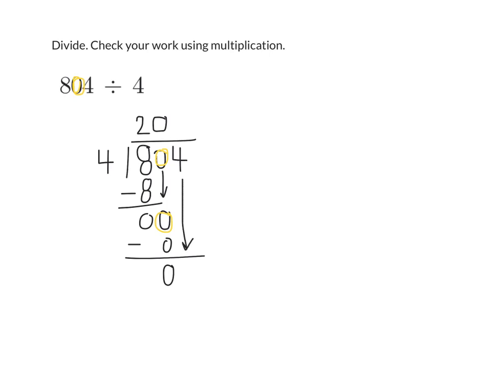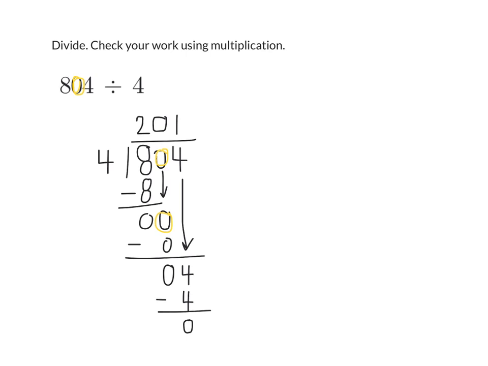We have 4 ones, and we want to divide it by 4. How many ones can go into each group? Everyone? 1. How many are used up? 4. And how many are left? 0. So our quotient is 201, and our remainder is 0.